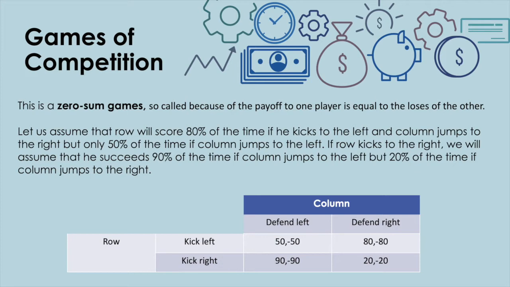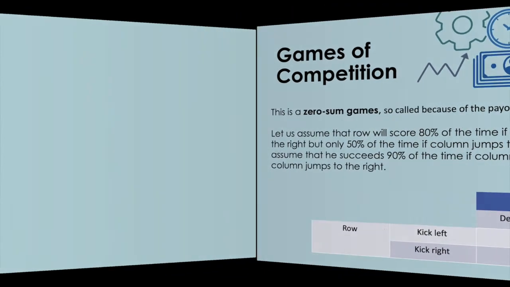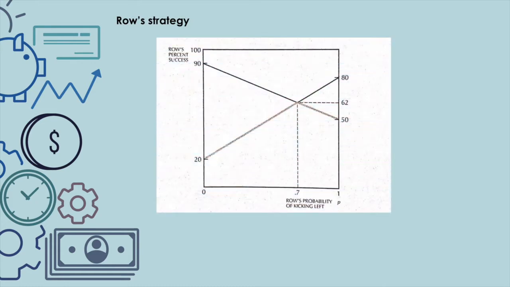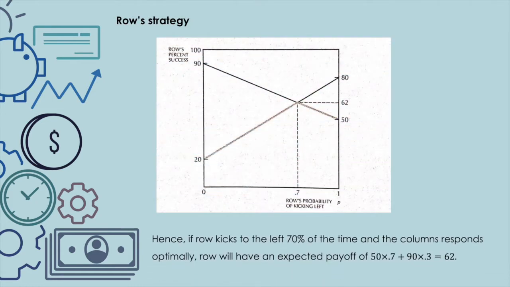If row kicks to the right, we will assume that he succeeds 90% of the time if column jumps to the left, but 20% of the time if column jumps to the right. If row kicks left with probability P, he will get an expected payoff when column jumps left and when column jumps right. Row wants to make this expected payoff as big as possible, and column wants to make it as small as possible.